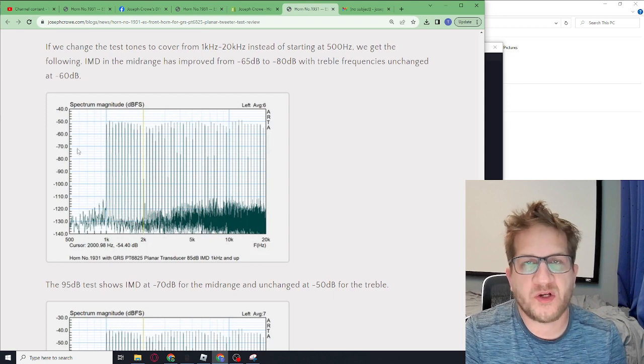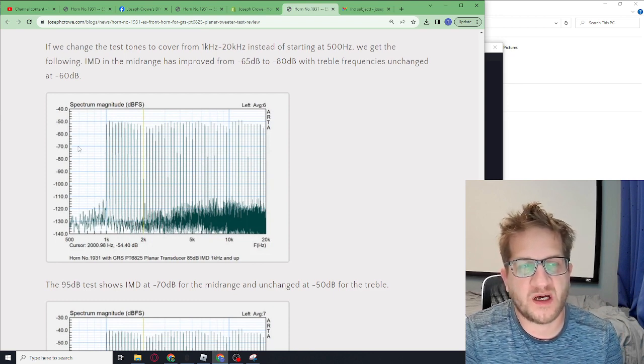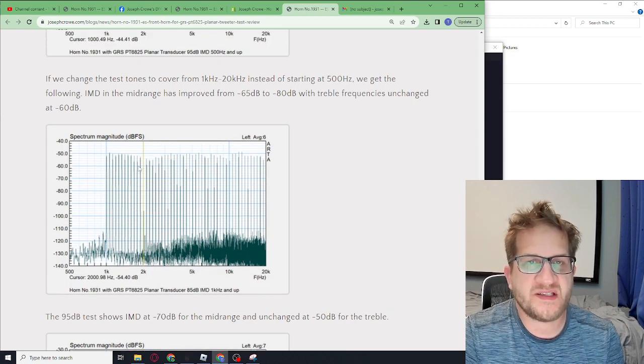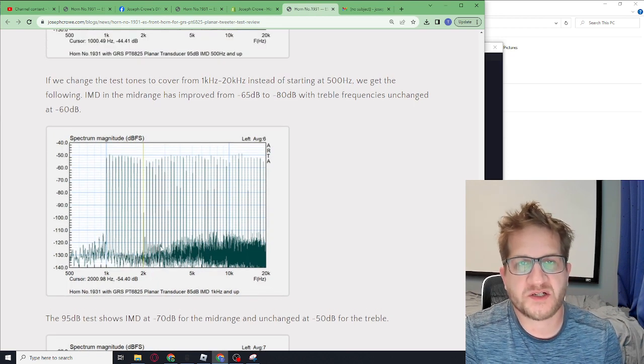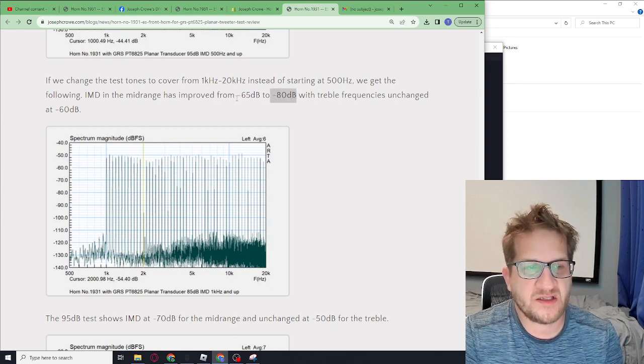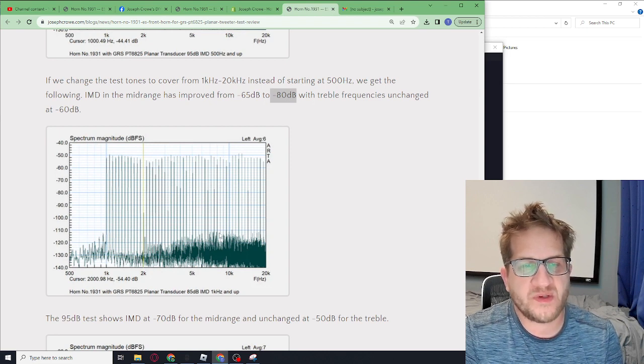Okay, so the next thing I did was change the test tones. So now we're not producing those 500 up to 1 kilohertz test tones. And so what we see here is a drastic reduction in distortion for the mid-range. So we're actually at minus 80 dB dynamic range through there. And then we see no change in the upper treble.